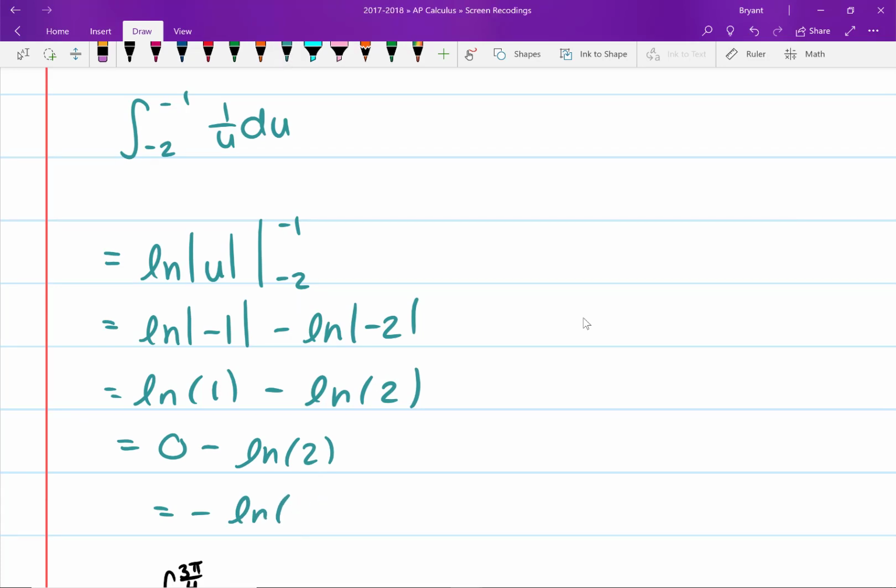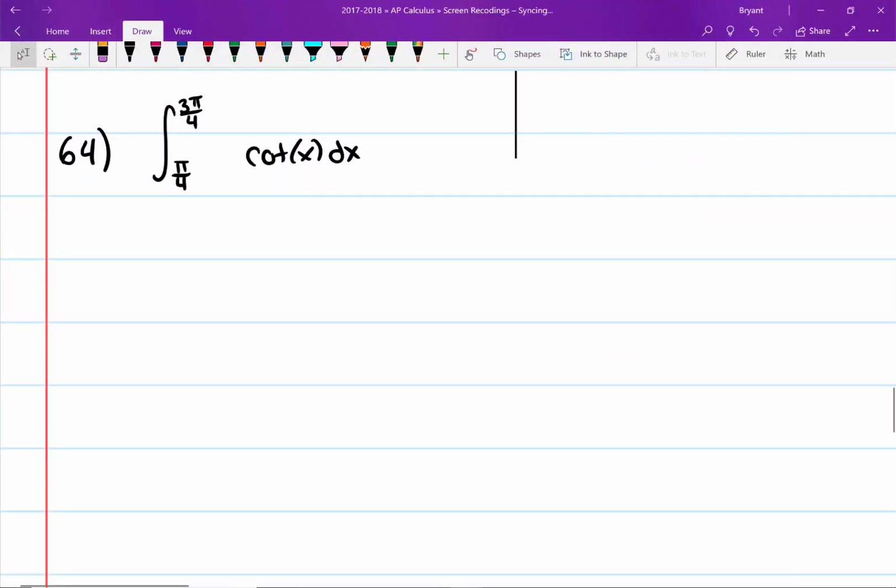And if you want to put that into a decimal form, it's about negative 0.693, again truncating at the third decimal place. Alright, moving on to number 64.